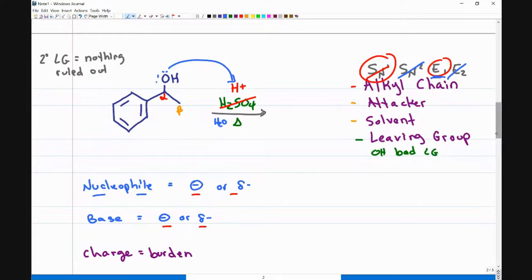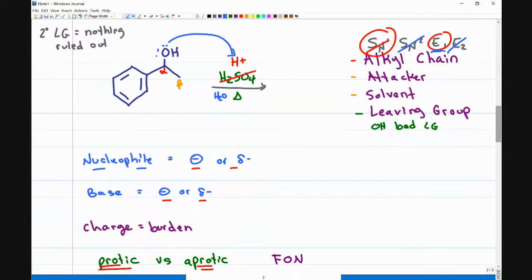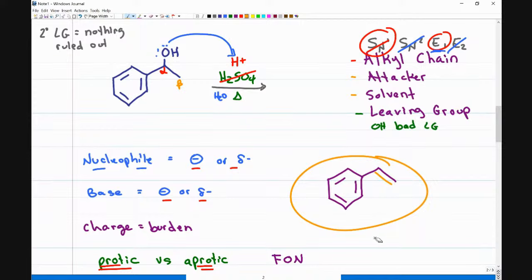And if you have to come up with a product without the mechanism, here's how you do it. First, you redraw the skeleton of the molecule you're looking at. Then for elimination, you find the alpha and beta carbon, you draw a pi bond between the alpha and beta carbon, and you don't include the leaving group. And that's it. That is the product for the E1 reaction when using H2SO4 in a concentrated solution.